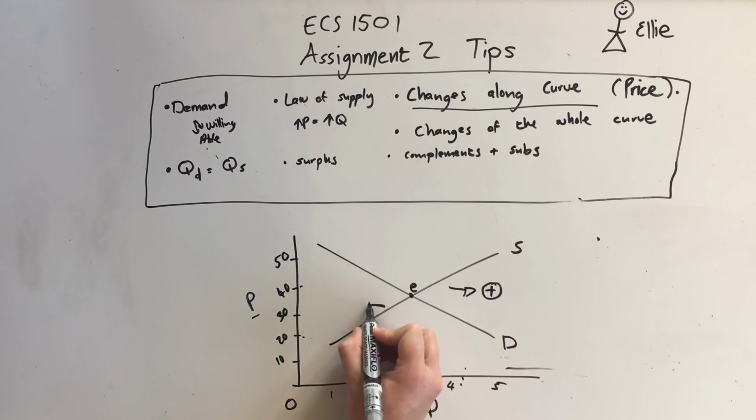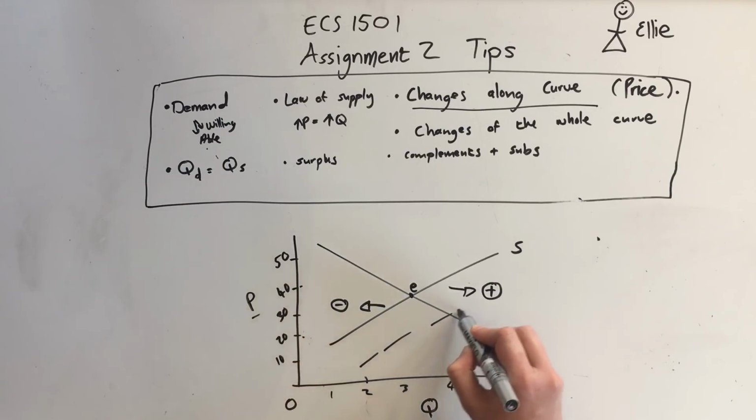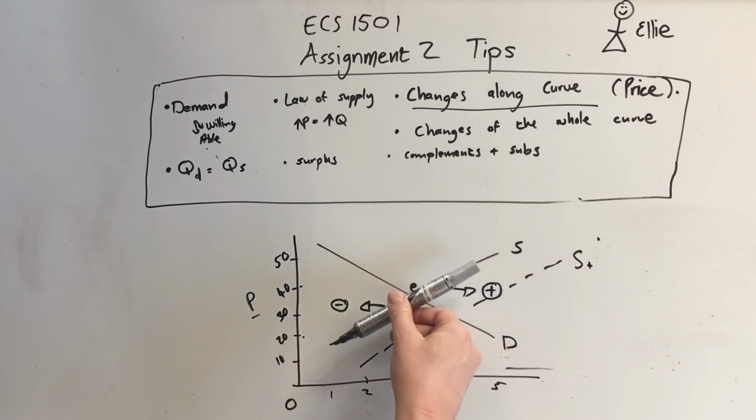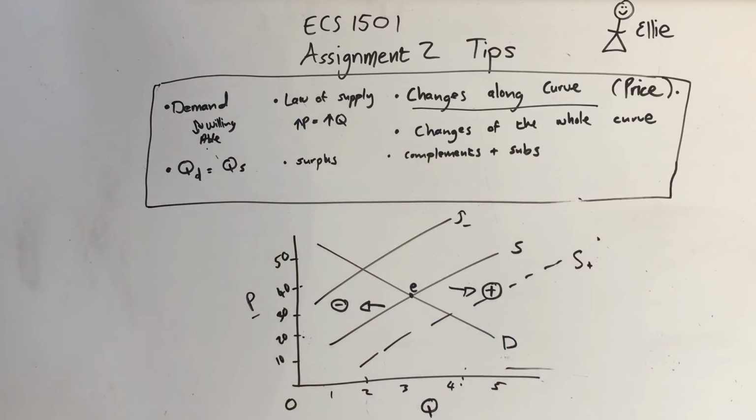and it decreases that way. Okay, so it moves out here. That's if supply goes up. And the whole supply curve moves that way, and that is if supply goes down.